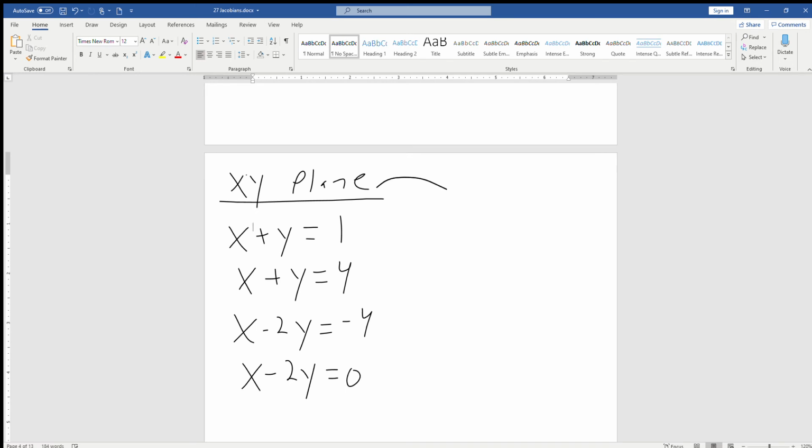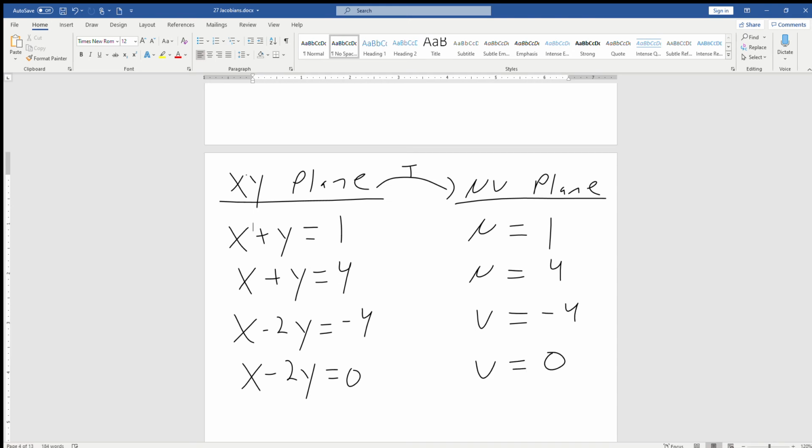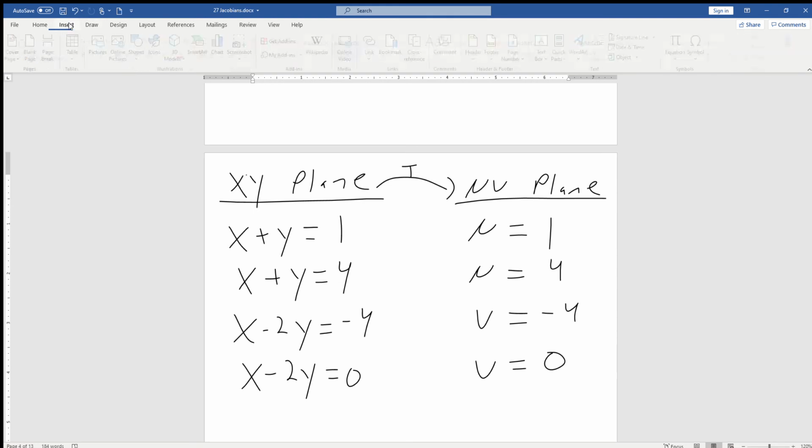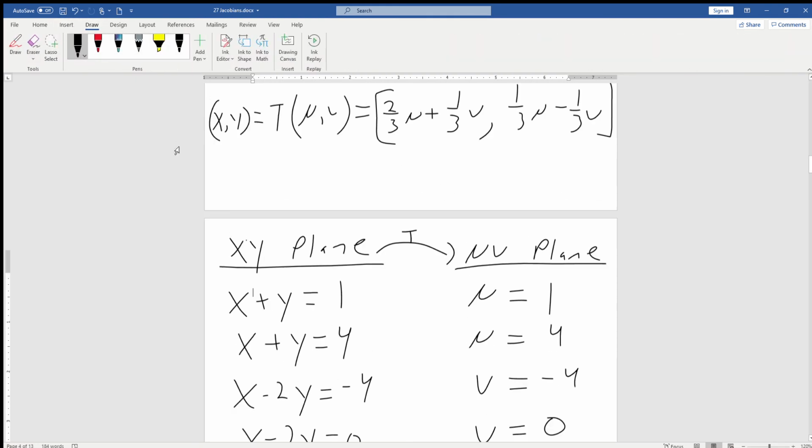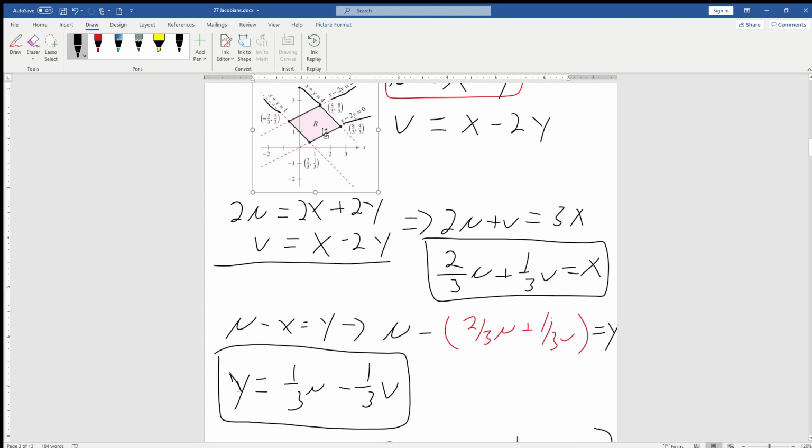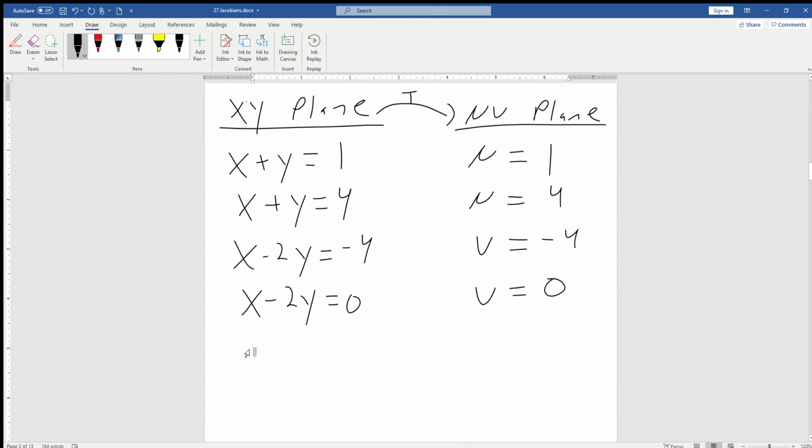When we hit it with the transformation T, we translated that into the UV plane. And in the UV plane, remember we said that u was equal to x plus y. So x plus y is u, so u equals 1. Then we have u equals 4. Remember v was equal to x minus 2y, so v is negative 4, and v is 0. To get an idea of what this looks like geometrically, remember this is the original region, so I'm just going to paste that underneath here.